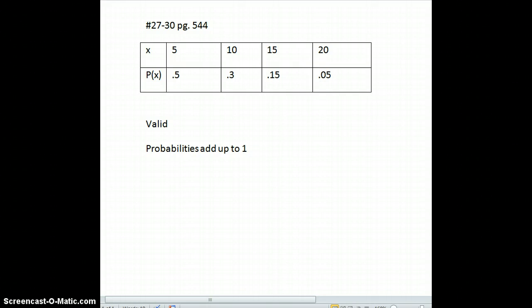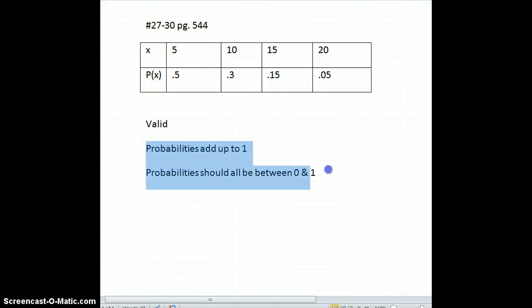The other thing is the probabilities should all be between 0 and 1. Every probability has to be between 0% and 100%. So if any of these were a negative number, or if any of them were 1.6 or 2.9, some number bigger than 1, that would be another case of an invalid probability distribution. So just check for these two things. If both of these occur, then this is a valid probability distribution.